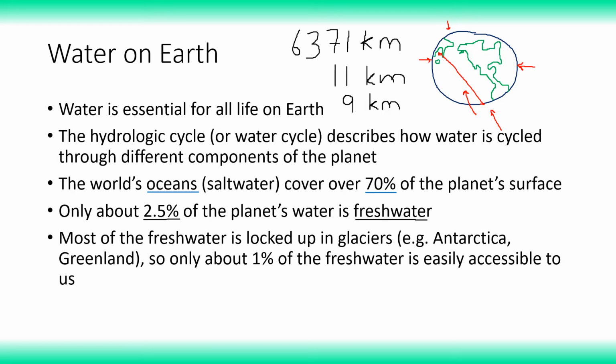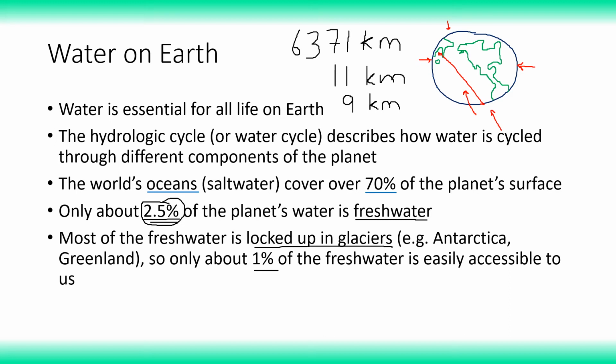Out of that 2.5%, most is inaccessible to us. It's stuff we can't really get to. It's locked up in glaciers and ice sheets, in places that are hard to get to, Antarctica, Greenland, places like that. And so out of this 2.5%, only 1% of it is water that we can use. And that's the water that the whole world is relying on.